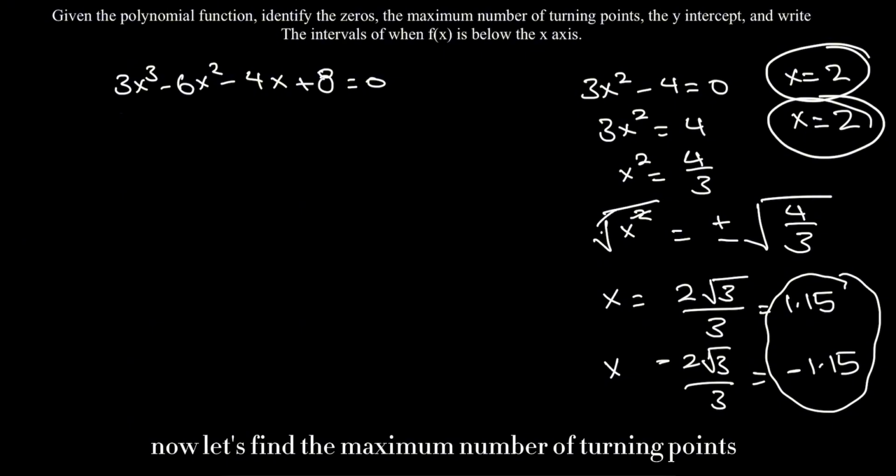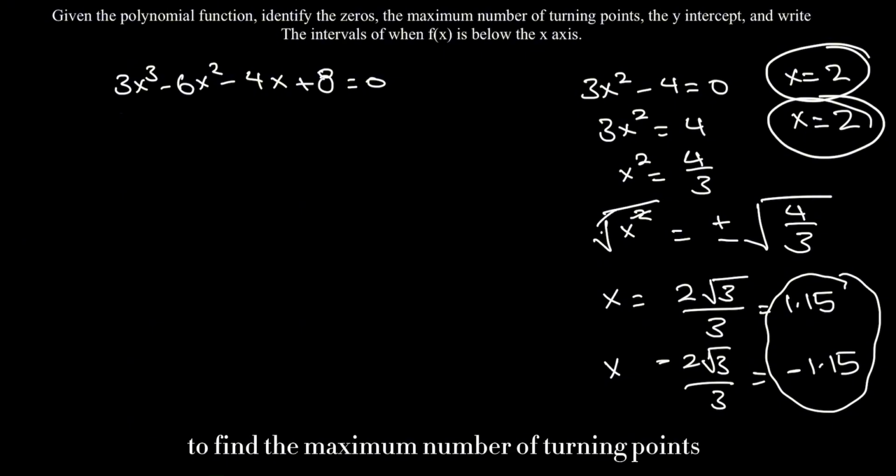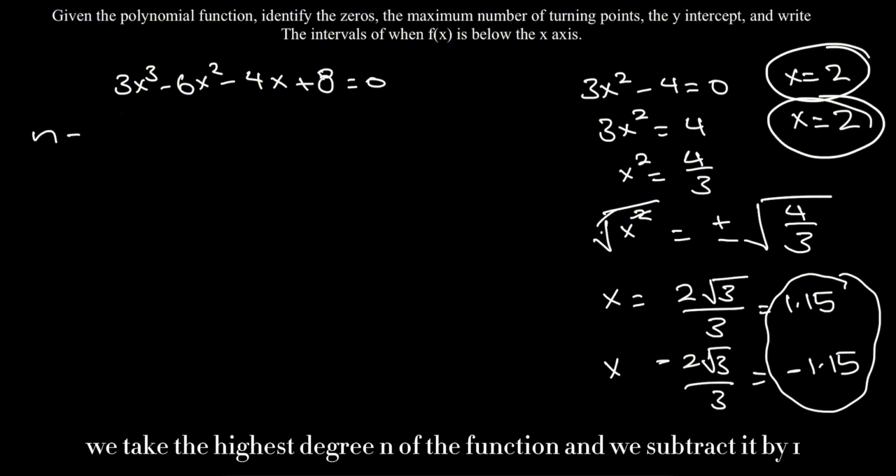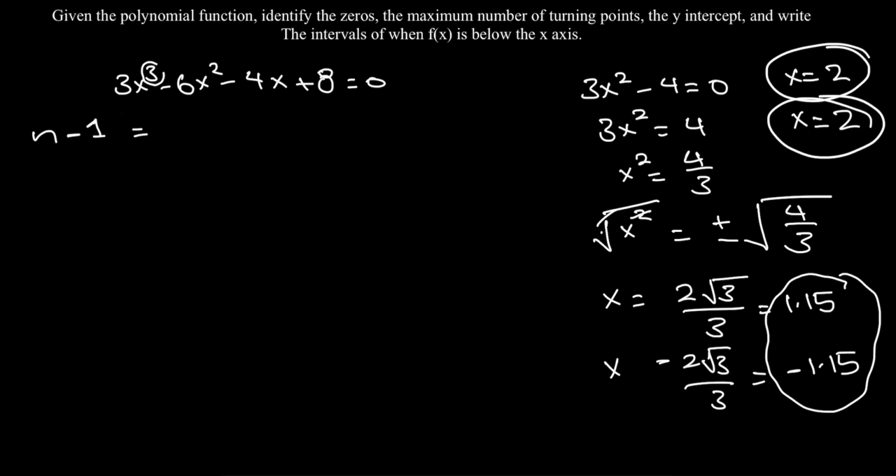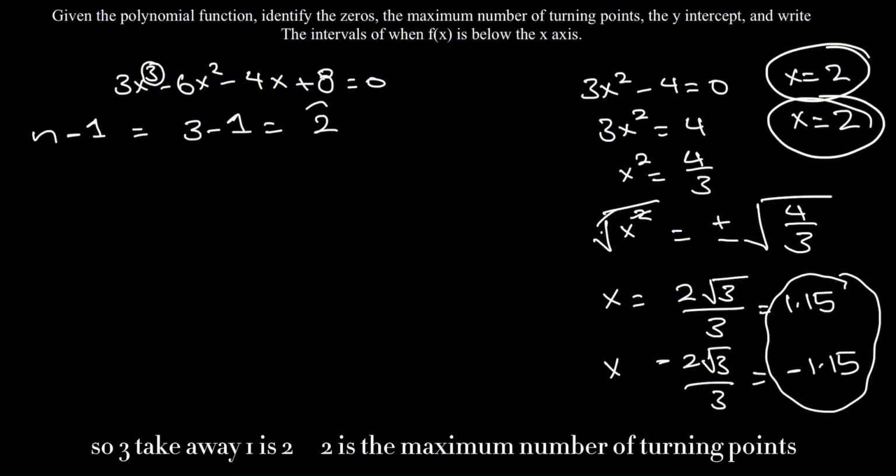Now, let's find the maximum number of turning points. To find the maximum number of turning points, we take the highest degree n of the function and we subtract it by 1. The highest degree is 3. So 3 take away 1 is 2. 2 is the maximum number of turning points.